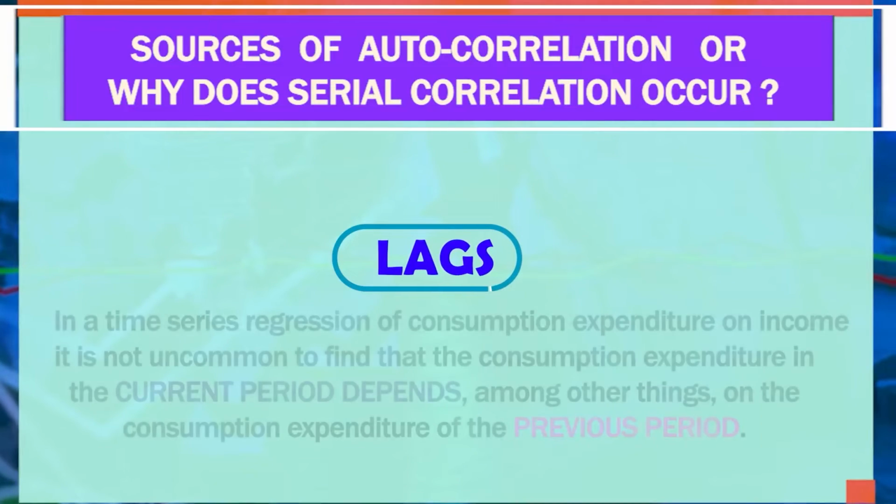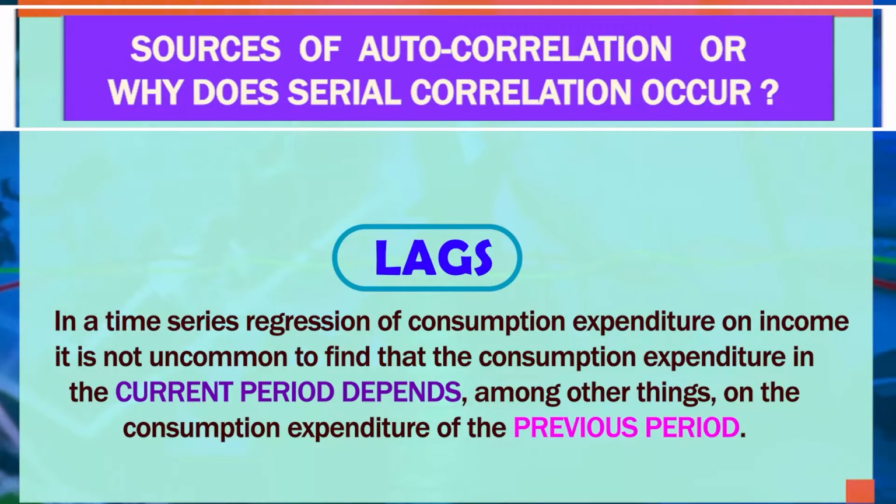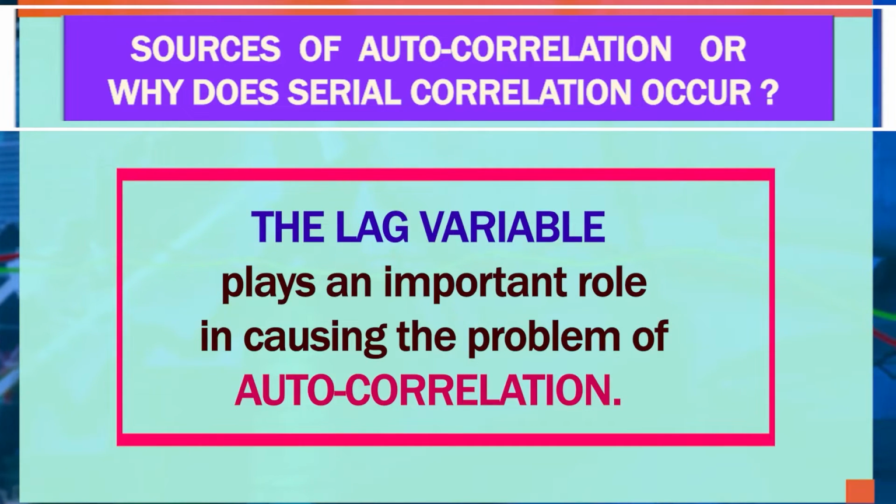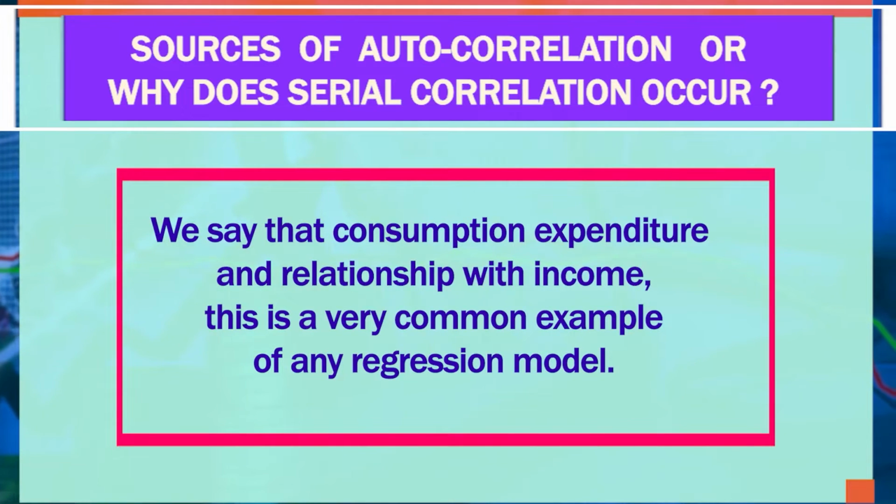The next source, which we have already mentioned in the previous slide, is about the term lags. When we talk about the term lag, we basically refer to the information of a past period. That period can be of any frequency. It can be the previous day, previous week, previous month, previous quarter or previous year. Whatever it be, the lag variable plays an important role in causing the problem of autocorrelation. For example, consider consumption expenditure and its relationship with income. This is a very common example of a regression model.